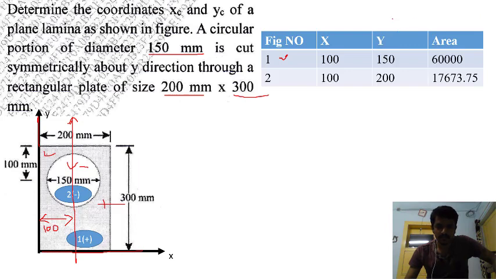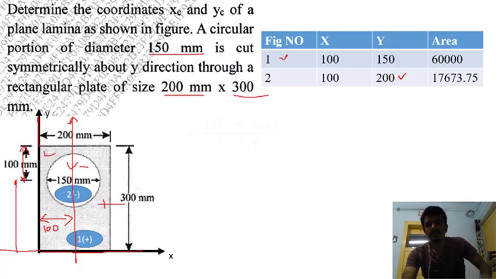Then for the second figure, x will be equal to 100, and y will be equal to 200. As the distance is given as 100 mm from the top side, the center of the circle is 100 mm from the top. We require it from the x-axis, so that will be 300 minus 100, which is 200 here. For the area of the circle we can use the formula pi r square or pi d square by 4.